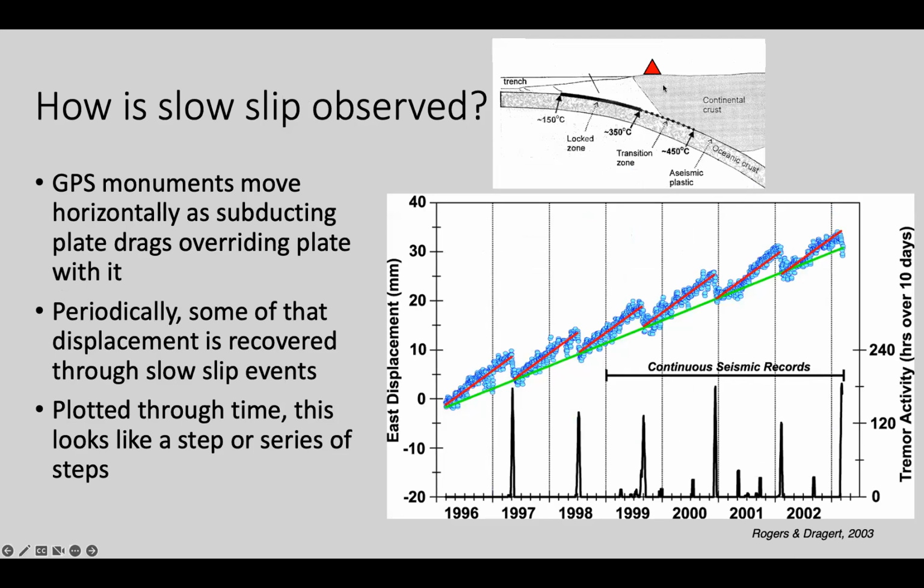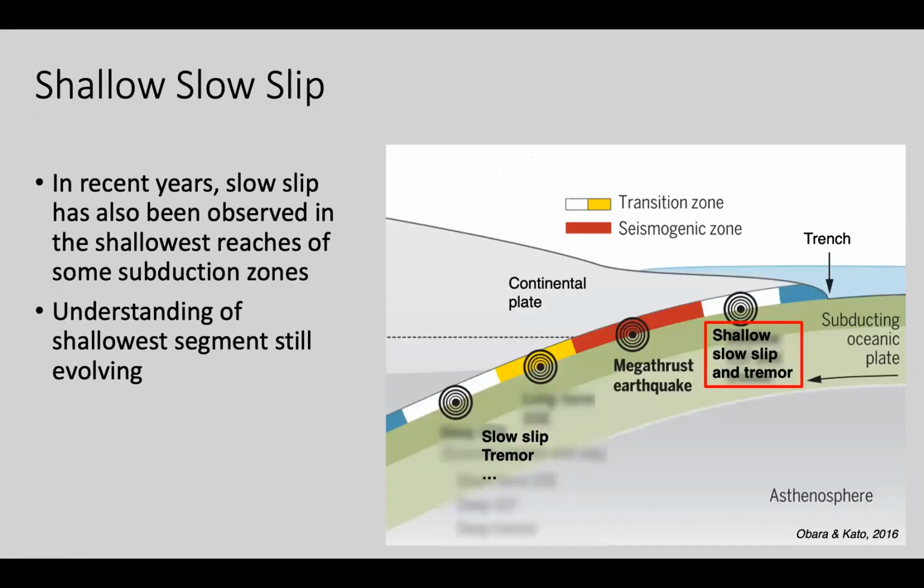But if you have a GPS station on land and you see one of these things, you essentially see this secular strain signal as the overriding plate is dragged along with the subducting plate, and then periodically some of that's recovered. And so you get these ramps or series of ramps as these slow slip events occur.